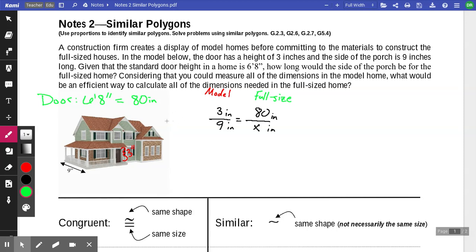And so what I've done already is I've set up a proportion, because if two figures are going to be similar, if we take this model home and create the full-size home, we'd expect the full-size home to look just like this one, but on a larger scale. Meaning we're going to increase all the sides, all the dimensions by the same amount. And an easy proportion can solve for us how long the porch would be on the full-size home.